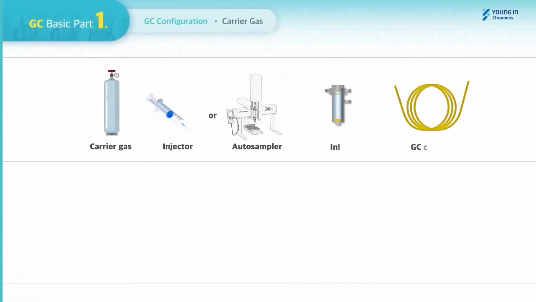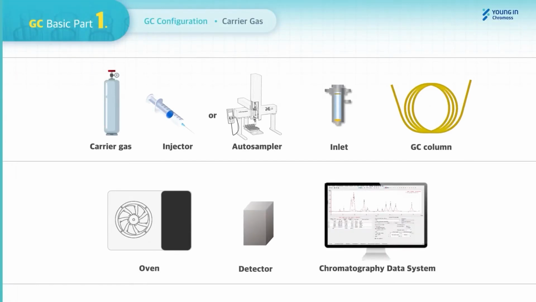Before getting into the carrier gas and basics of GC, let's see how GC is configured. Generally, GC is configured with carrier gas, an injector which can be a manual syringe or autosampler, an inlet, a column, an oven, a detector, and a CDS, chromatography data system.